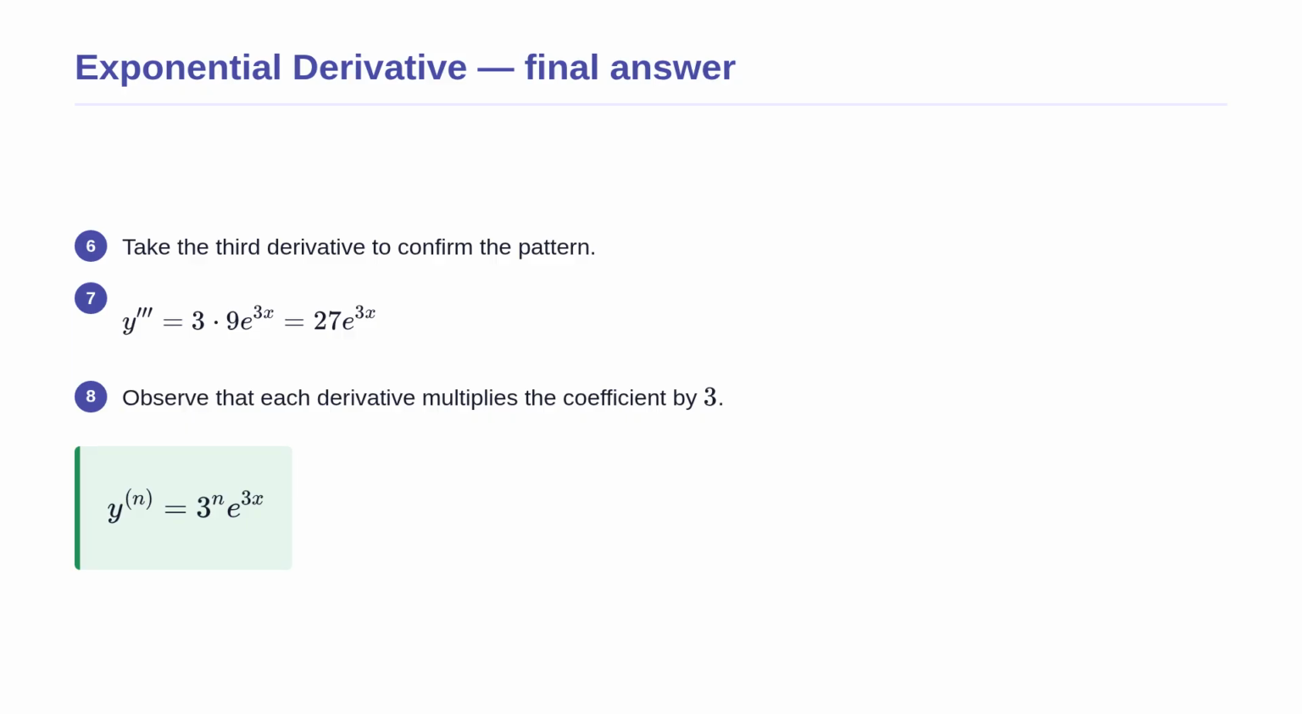Every time we take a derivative, we multiply the front coefficient by an additional factor of 3. The exponential part, e to the 3x, never changes. We can now write the general formula for any number of derivatives, represented by n. This is our final general formula.